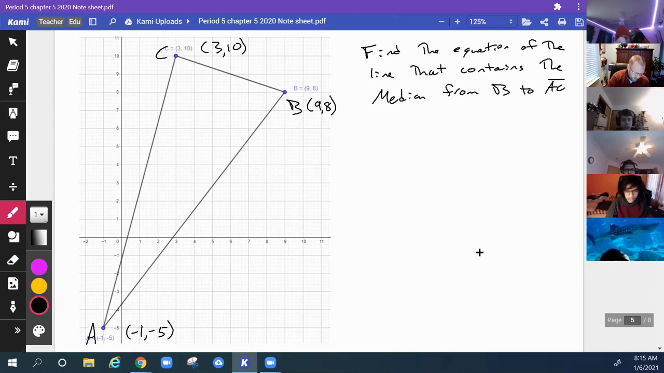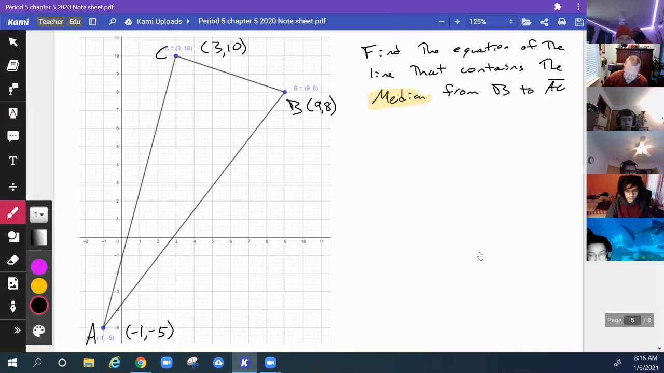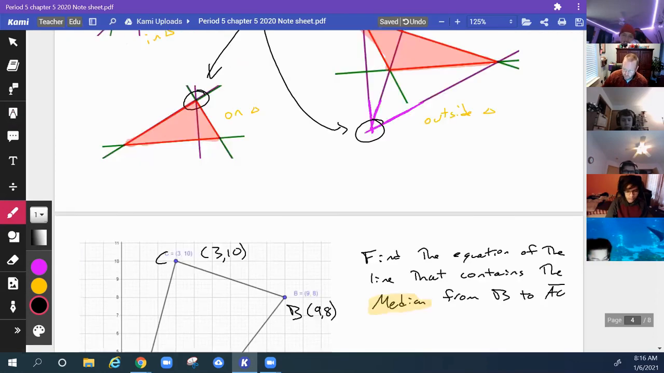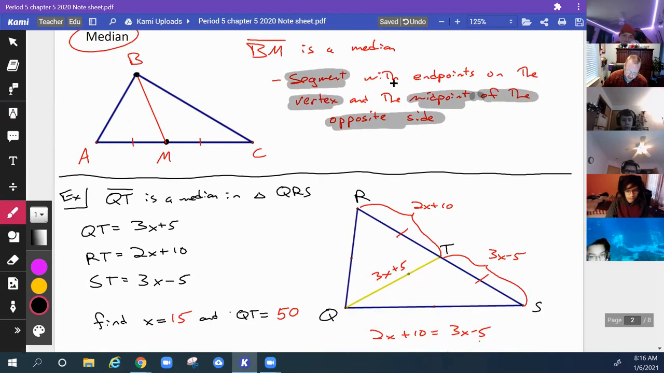Keyword, median. When we're working through this, we've got to remember that I'm dealing with some keywords. And remember what a median is. A median goes way back up here, where it is the segment from the vertex to the midpoint of the opposite side. So I'm looking for the vertex and the midpoint of the opposite side. That's what I'm going to do from B to AC.